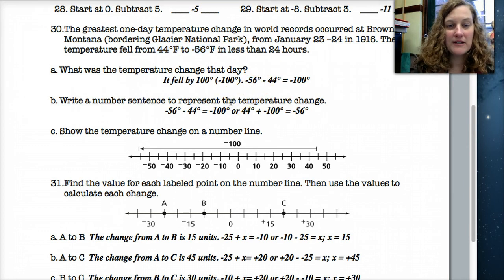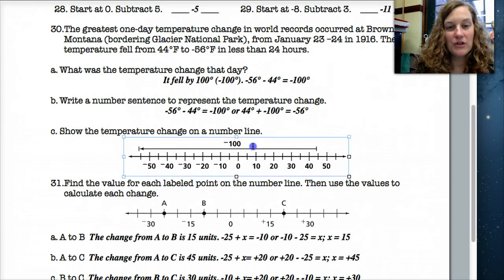Write a number sentence to represent the temperature change. -56 minus 44 equals -100, or 44 degrees plus -100 equals -56. It doesn't really matter right here what you write as long as the numbers come out right, that what you're adding and subtracting equal each other.